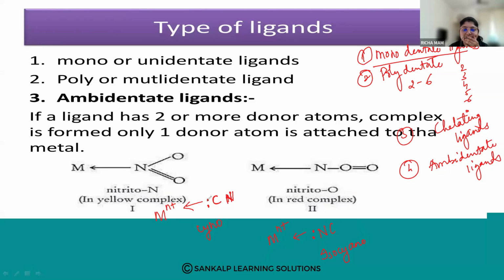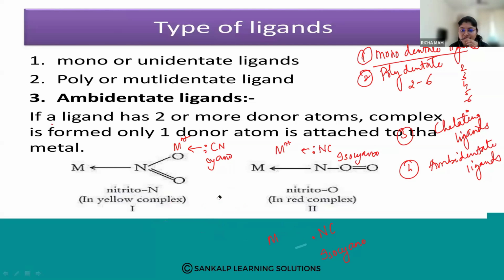So what is an amphidentate ligand? It's a molecule in which there are two or more donor atoms, but only one donor atom will get attached to the central metal ion. Such ligands are called amphidentate ligands. This is the best example for an amphidentate ligand, the cyano group. If it links through carbon to the central metal atom, it forms cyano, and if it links through nitrogen, it forms isocyano. You have to remember this.